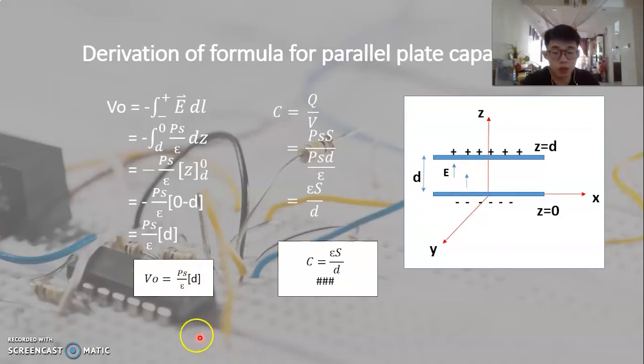So now we have Q and V already. We substitute Q and V naught into the general equation for C, and eventually we get C equals epsilon naught times surface area over d. S is the surface area while d is the distance between the two plates.